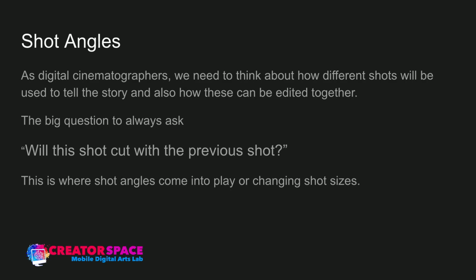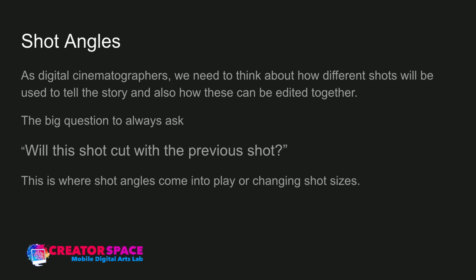Although that camera is not pointed at me, you can see, can it cut? And this is the big question as digital cinematographers. We can tell the story through different shot sizes, but we also want to make sure that the shots can work together, because we're capturing different shots in an effort to make them all cut together. If they won't cut together, that could be a problem. What's the point of having a bunch of different shots if it's not going to look good when you cut it together?